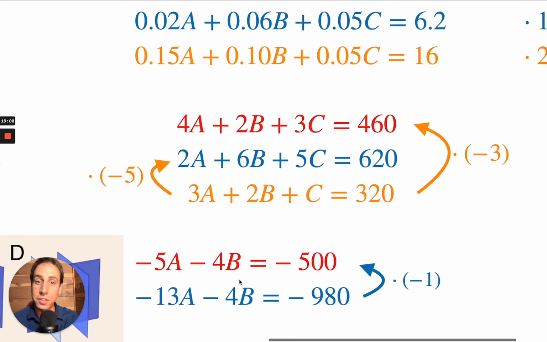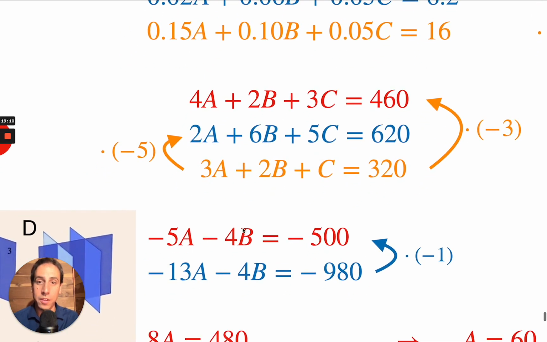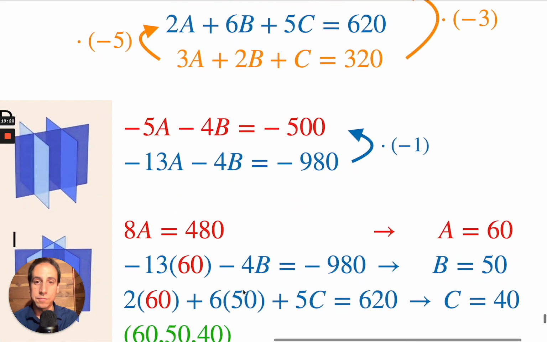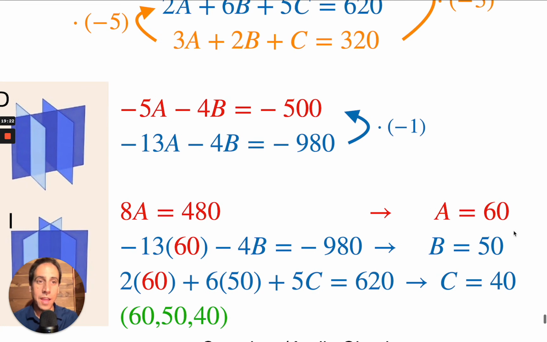So now we've got two equations, two unknowns. Look at this, negative 4b and negative 4b. I just multiply the blue equation by negative 1 and add it to the red one, and we get 8a is equal to 480. You can solve that to get a. a is equal to 60. If a is equal to 60, you can put it back into here and get b.